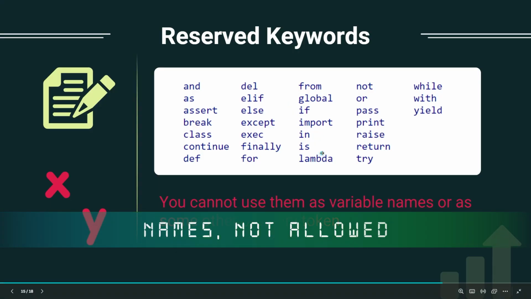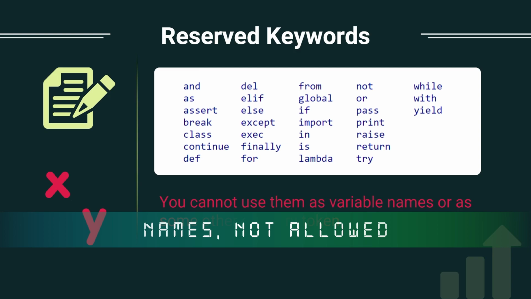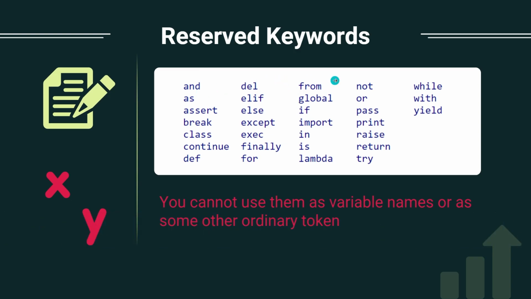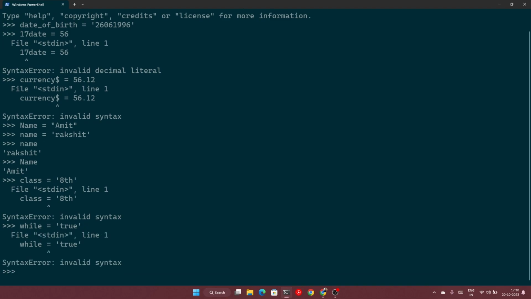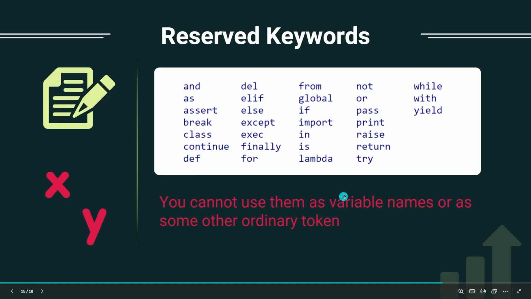Next up is some reserved keywords. Python has a lot of reserved keywords like and, del, from, not, while, class, anything. So we cannot use these as a variable name. If I show you, let's say class equal to 8 maybe, this is not allowed because class is a reserved keyword in Python. We cannot use this. While equal to true maybe, this is also not allowed because while is a reserved keyword. It will throw you invalid syntax here and there and everywhere. So you have to remember that.